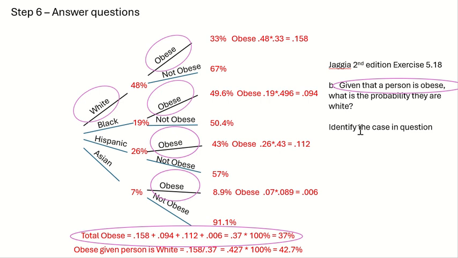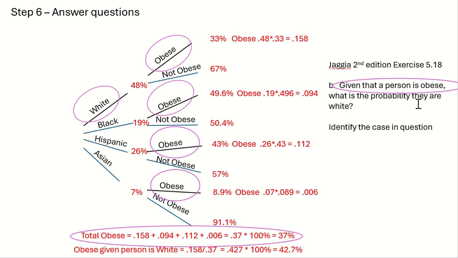All right, back to this question. This is what we call a given, a conditional probability. A conditional probability starts from a condition: given that a person is obese, the next question is, what is the probability that they're white? So we start with the idea that the person is obese. Well, we just talked about these people, these, and these. So the total is 37% are obese.